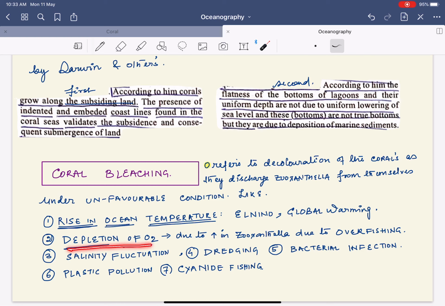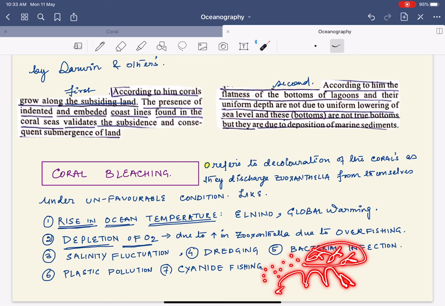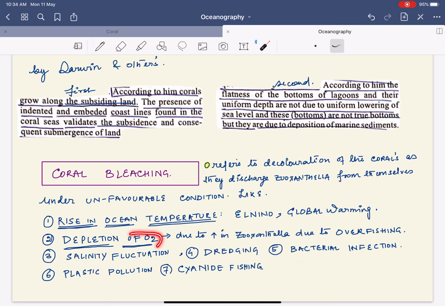Next, depletion of the O2, oxygen, due to the increasing zooxanthellae due to overfishing. What happens is that, see, this is your coral reef. Within this coral reef, there are a number of fish species that keep on eating your zooxanthellae. Zooxanthellae are nothing but your microscopic planktons. But overfishing actually eliminates these fish. As a result, the zooxanthellae proportion increases. And these zooxanthellae adversely affect the coral reef because they take away the oxygen from the water. Next, that is the depletion of the O2.